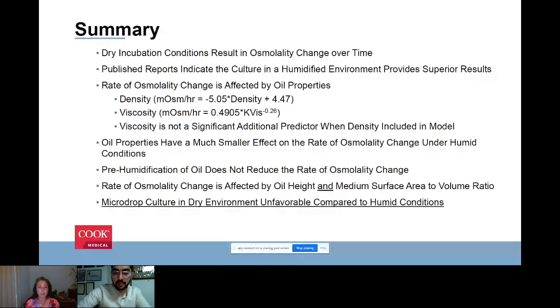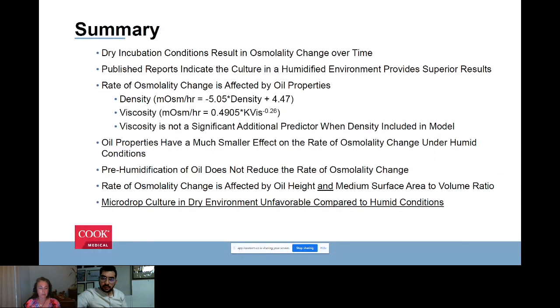Oil properties have a much smaller effect on the rate of osmolality change under humid conditions, as we saw that even the better oil under dry conditions causes a change in osmolality. In our hands, the pre-humidification of the oil did not reduce the rate of osmolality change, and that's because in dry conditions, less than 10% relative humidity, it evaporates very quickly. Rate of osmolality change is affected by oil height and medium surface area to volume ratio.